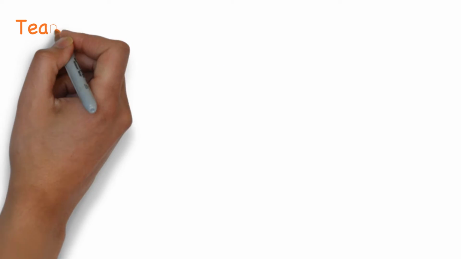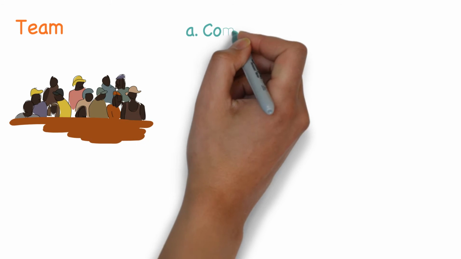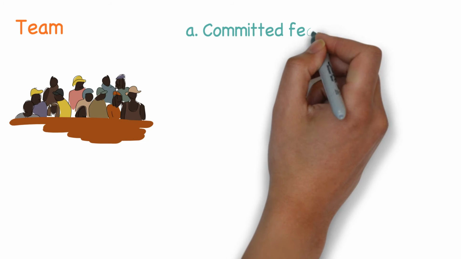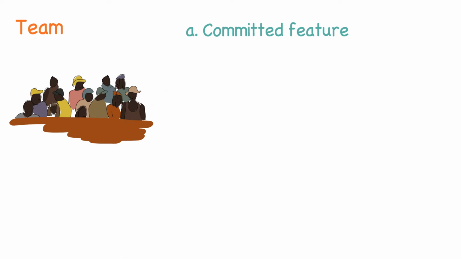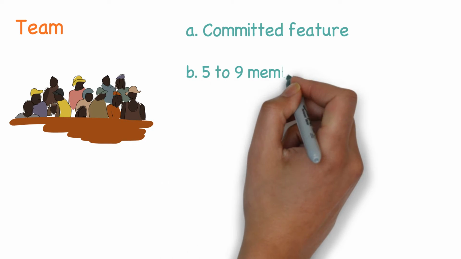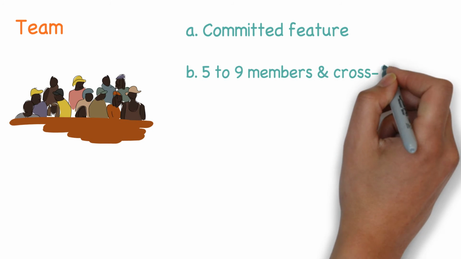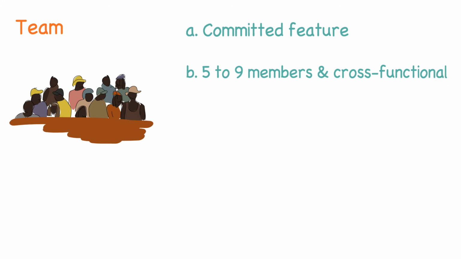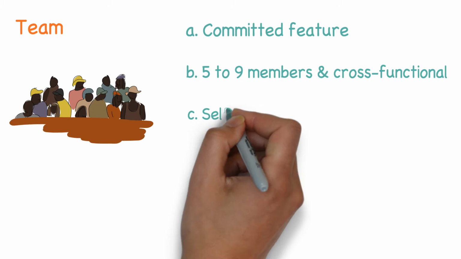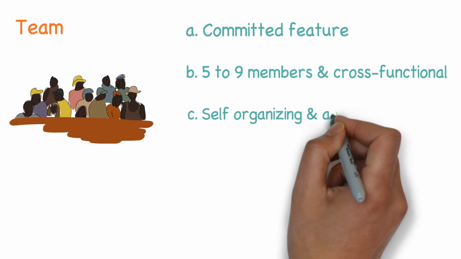The team's responsibility is to develop the features that they committed to and meet the quality requirements. Teams are usually 5 to 9 members and they are cross-functional. That is, the team comprises of programmer, validator, UI expert or whoever is necessary for successful completion of the sprints. The team is also self-organizing with a high degree of autonomy.